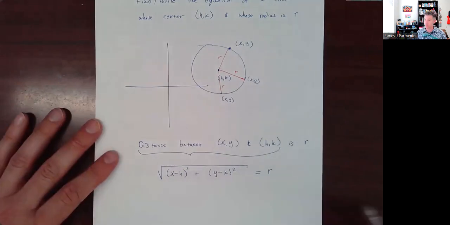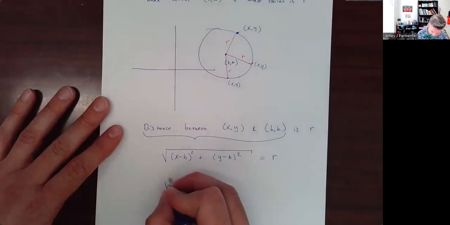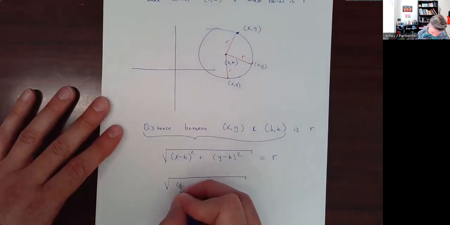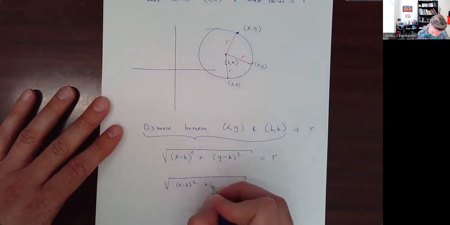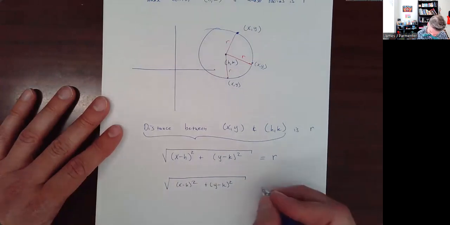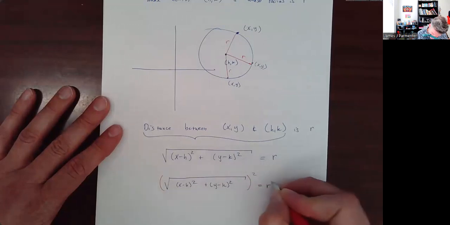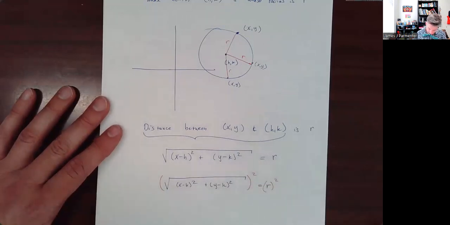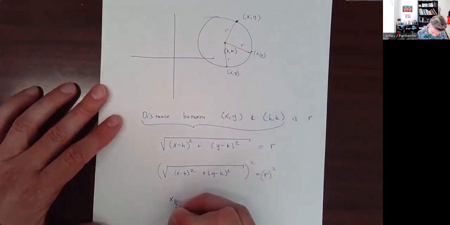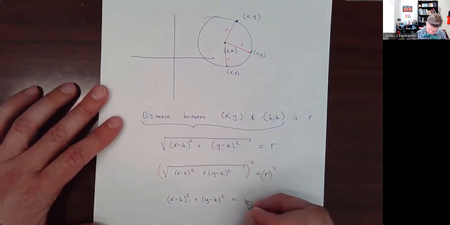Okay, so then just like before, we square both sides. Squaring both sides, now I think it's worth knowing that if you square both sides, you're just going to get rid of the square root, but I'm going to write it out just so everyone can see it. So I'm going to square this side, square this side. The square root of some stuff squared is just the inside stuff. So I'm going to get x minus h squared plus y minus k squared equal to the radius squared.